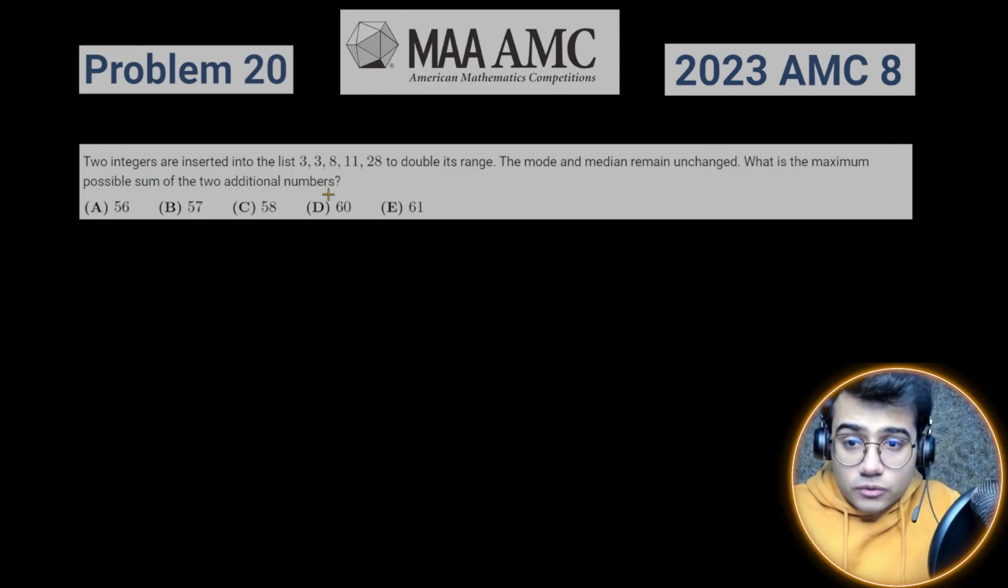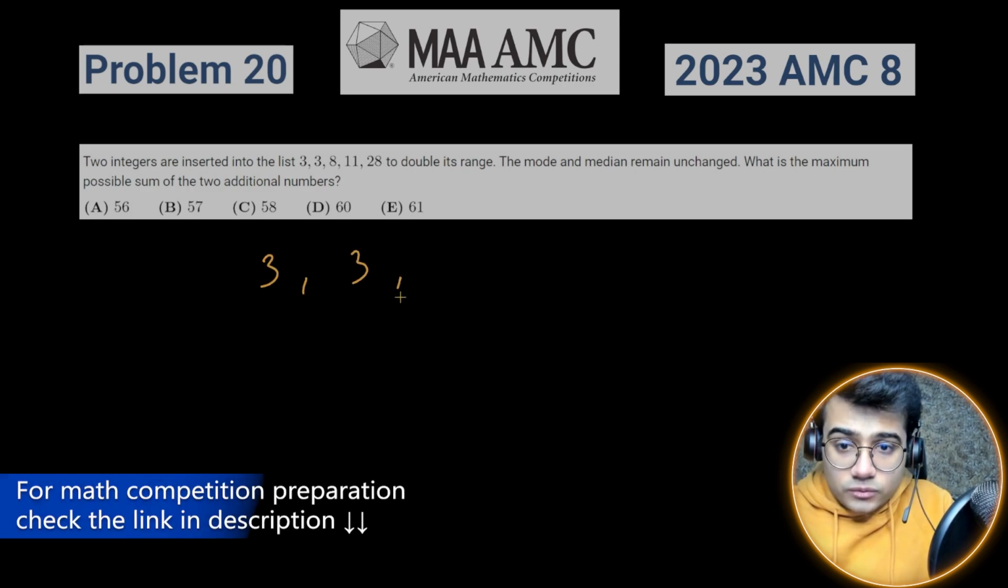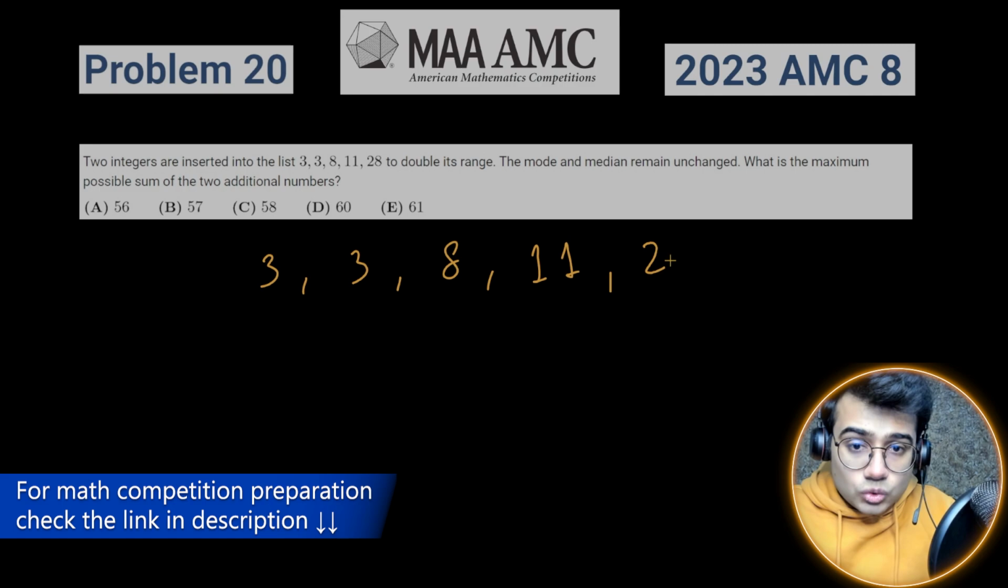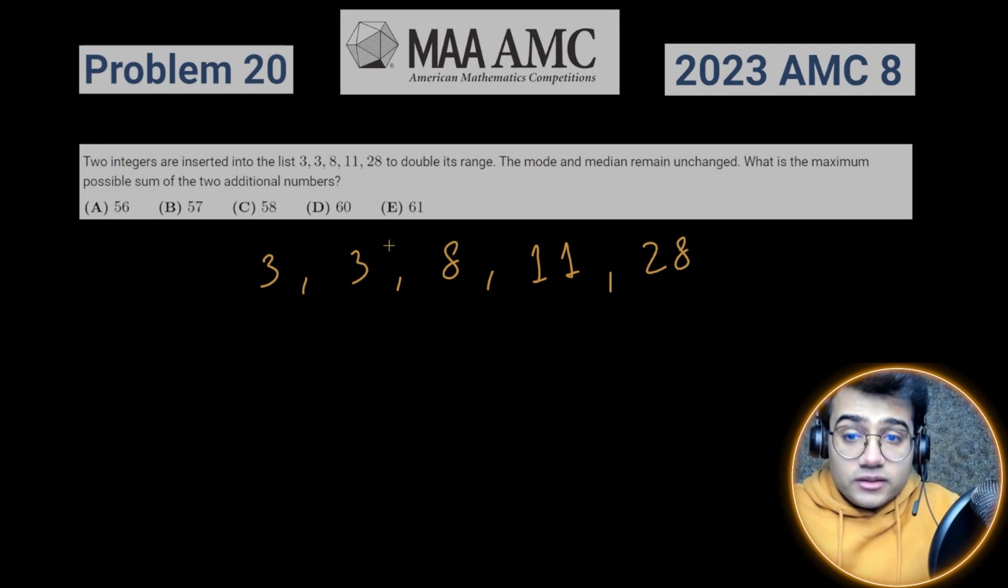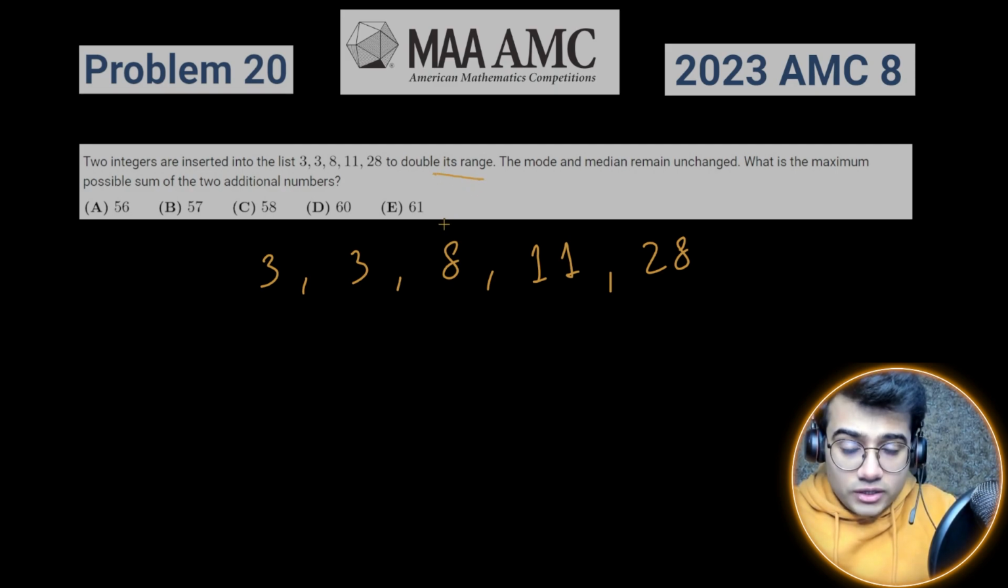Okay, so in this problem, we have this list of numbers 3, 8, 11, and 28. And they said that they insert 2 integers into this list, and that doubles its range. Well, we'll talk about that later. But the mode and the median remain unchanged.